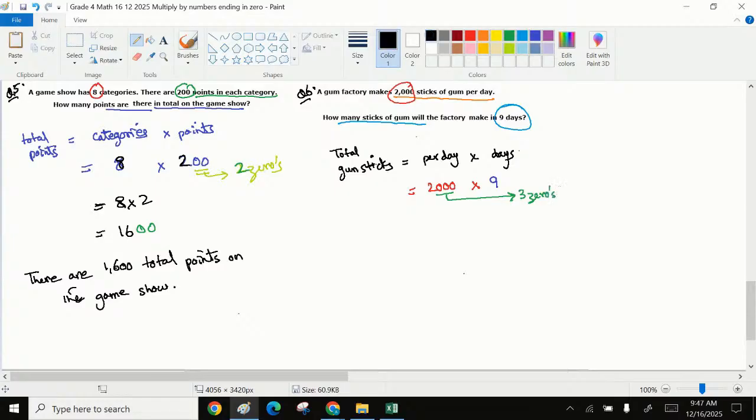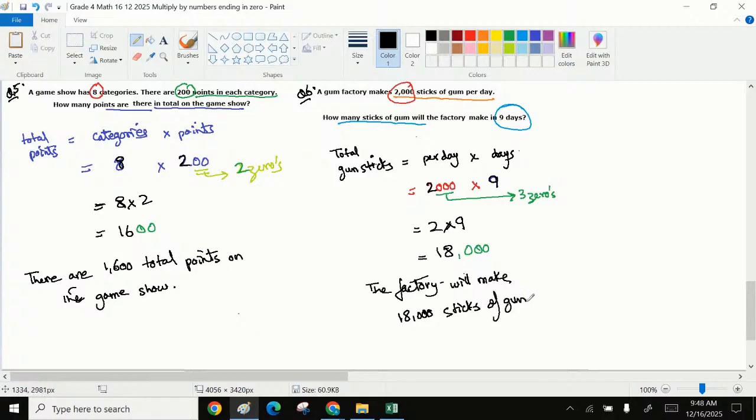right? That means 2 times 9. 2 times 9 is 18 with 3 zeros. That means the factory will make 18,000 sticks of gum. Okay. Moving further, let's look at one more question.